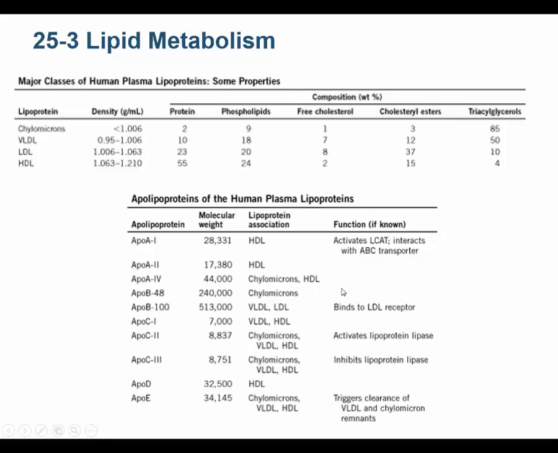Now, this is a picture from a biochemistry book. You do not have to memorize all of this, except I would like you to memorize two things. These, well, actually, ApoB100 is the most important one.